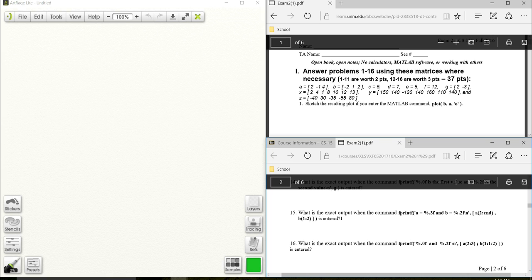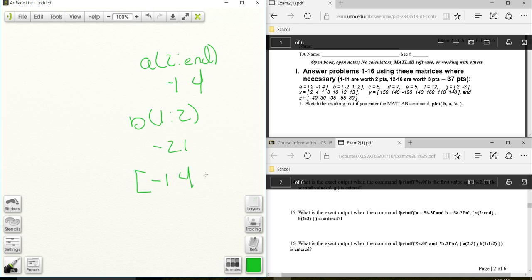Let's figure out this matrix first. So what's a of 2 through end? That's -1 and 4. And b of 1 and 2 is -2 and 1. So the matrix that they're building is a of 2 through end, -1 and 4, comma, b of 1 and 2, which is -2 and 1.